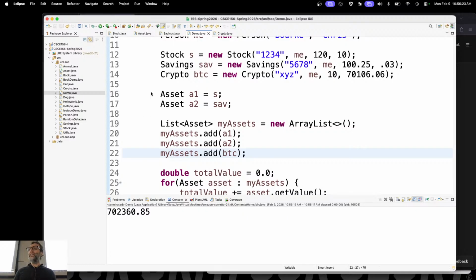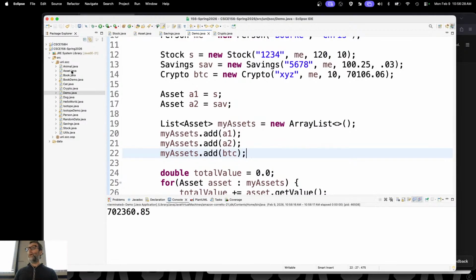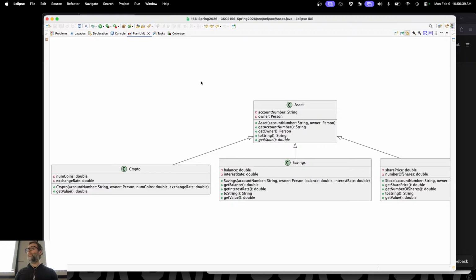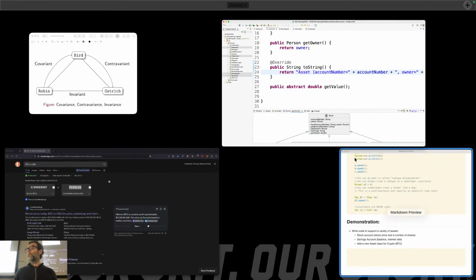Did I have to change any of the code in this inheritance hierarchy here at all? No. But what does it now look like? I've got an asset, a crypto, savings, and stock. Let's take a look at the PlantUML diagram. All I had to do was create that brand new crypto class over here, put it in the hierarchy, and I didn't have to worry about anything else. It inherits everything from the asset class. All of its siblings in this family tree are independent of each other, not of the parent, of course. All right, good.